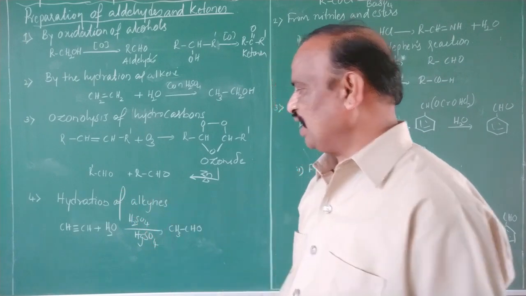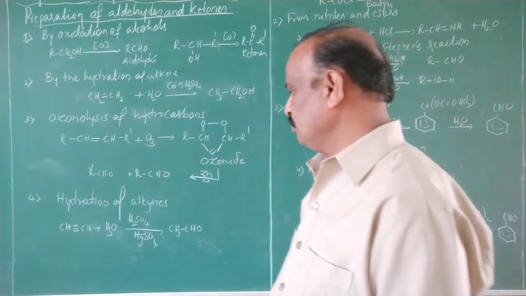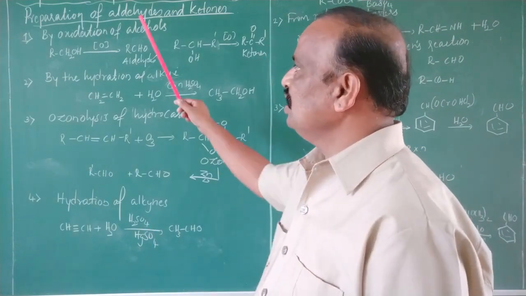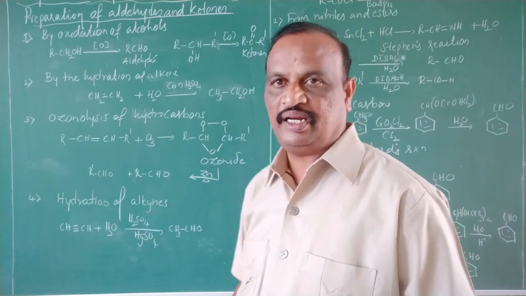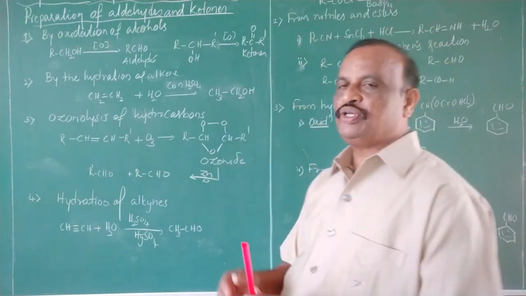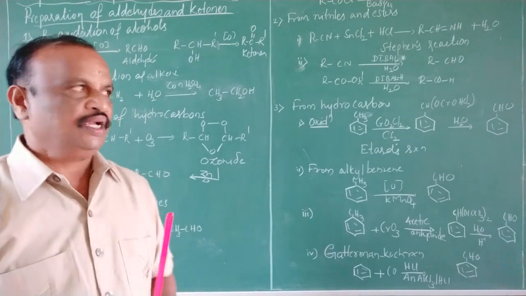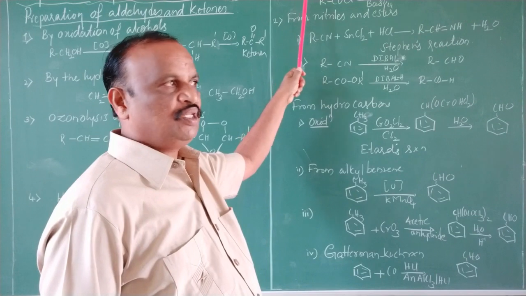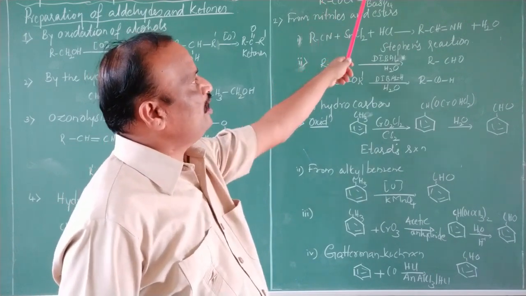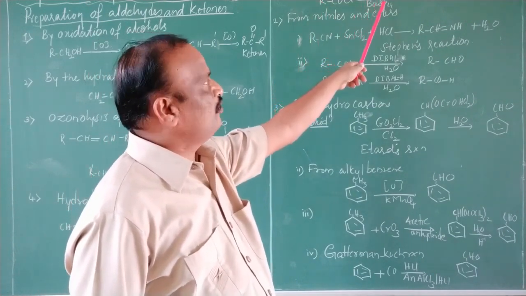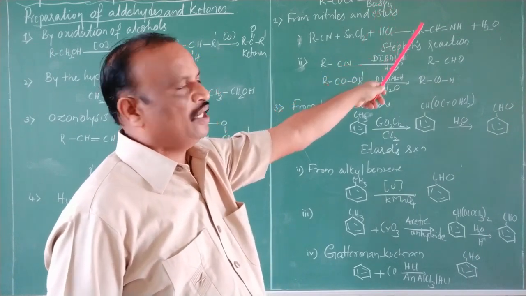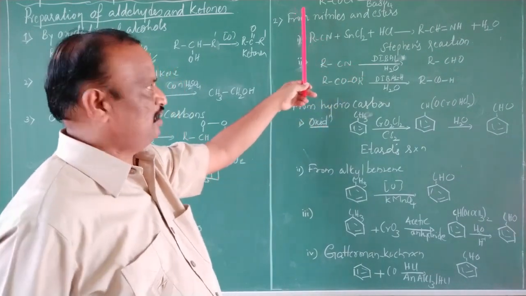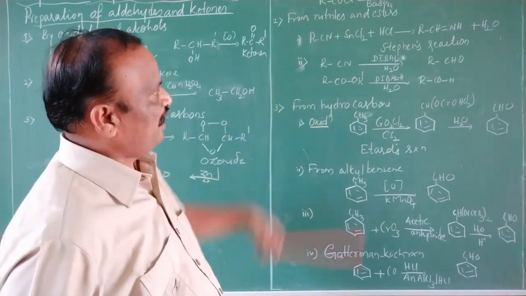Another one is the hydration of alkynes. When alkynes undergo hydration, you will be getting aldehydes. So these are the common methods by which you can prepare aldehydes and ketones. There are some special methods by which you can prepare aldehydes and ketones. The first one is the Rosenmund reaction, from acid halides. Acid halide when heated with palladium, hydrogen and barium sulfate gives aldehydes. That process is called the Rosenmund reaction.